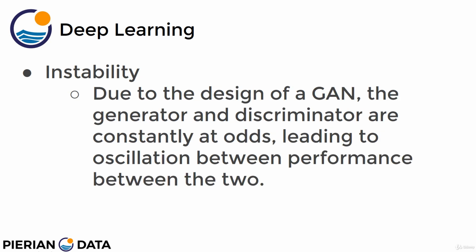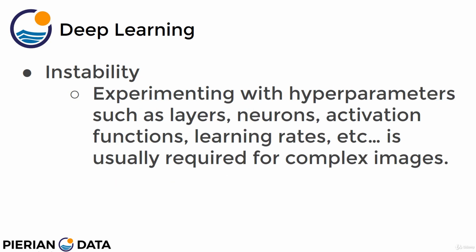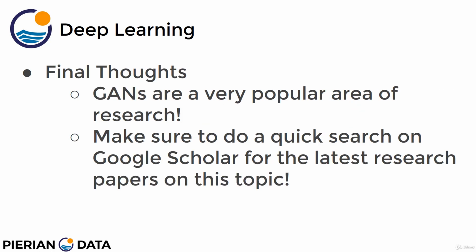And again, due to the design of the generative adversarial network, the generator and discriminator are constantly at odds. They're fighting each other. So that can lead to performance oscillation between the two. So typically, when you're dealing with GANs, you'll have to experiment with hyperparameters such as the number of layers, number of neurons, activation functions, learning rates, etc., especially when it comes to complex images.